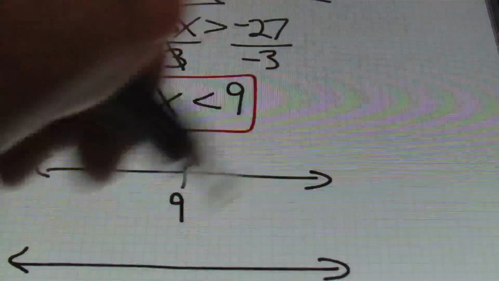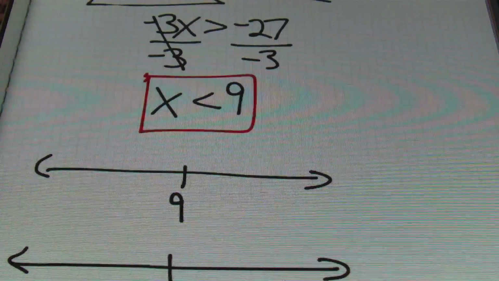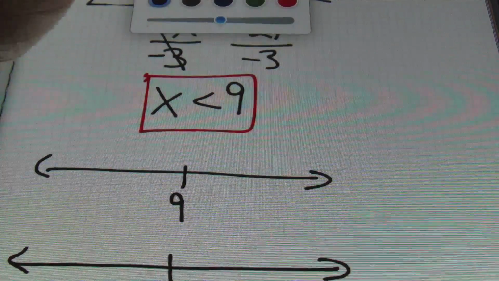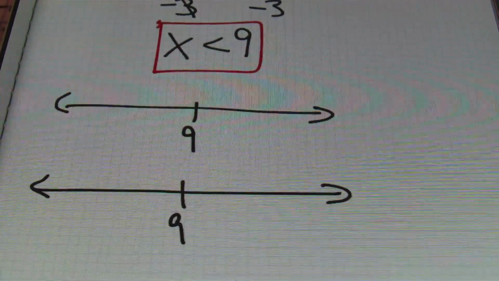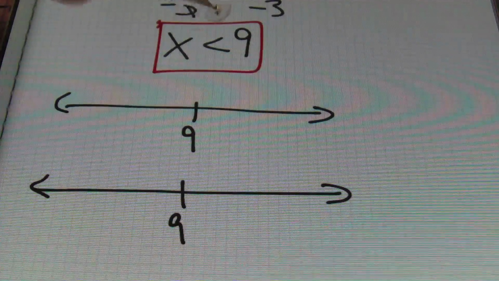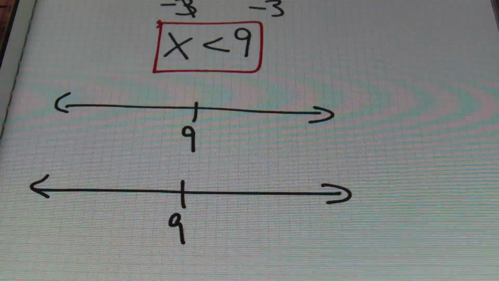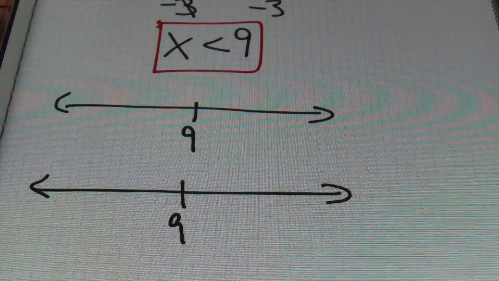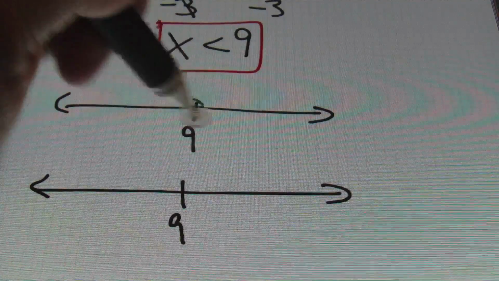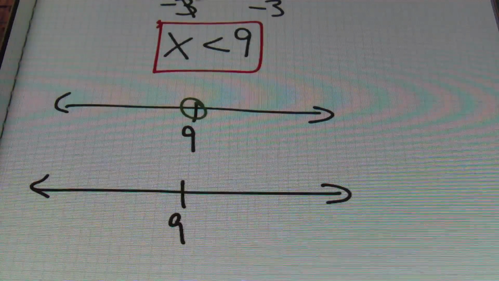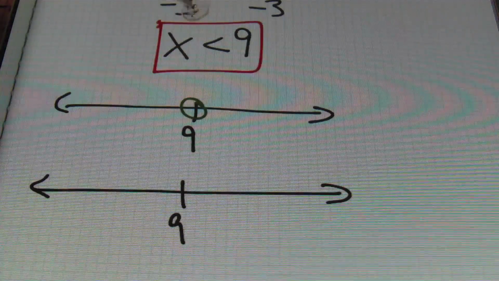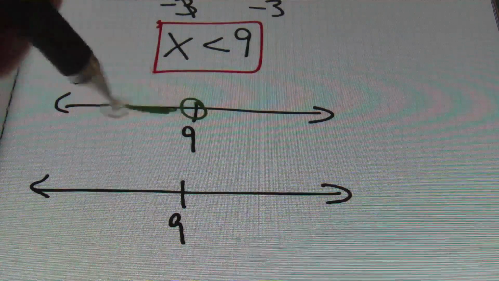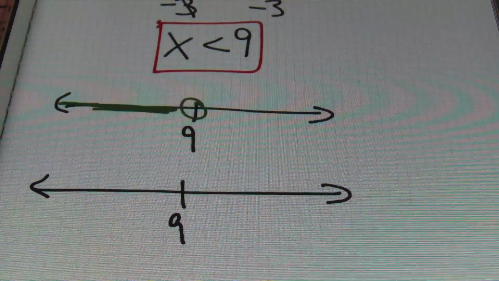So to graph this, I'm going to need a 9. I'm going to write it twice because I'm going to show you 2 different ways. And let's go ahead and change the ink color. So here we are. So my solution is x is less than 9. So will I use an open circle or a closed circle? Okay, there you go. I need an open circle at 9. That's exactly right. Notice that my inequality symbol is pointing to the left, which means I'm going to shade to the left. And that's it.